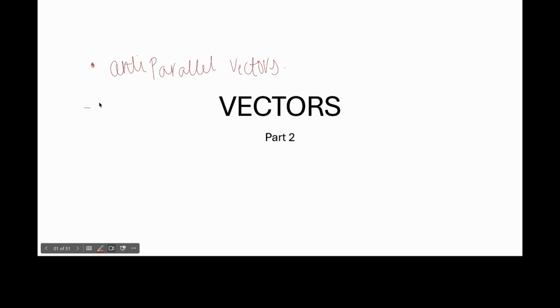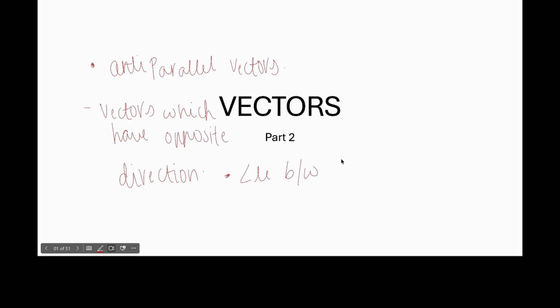So we can read the definition as vectors which have opposite direction are called as anti-parallel vectors. And a key note is that the angle between these vectors is 180 degrees. So let me draw an example.